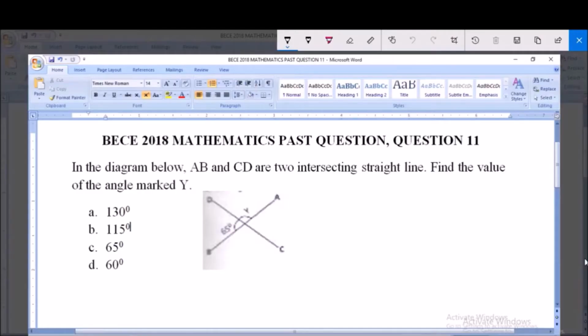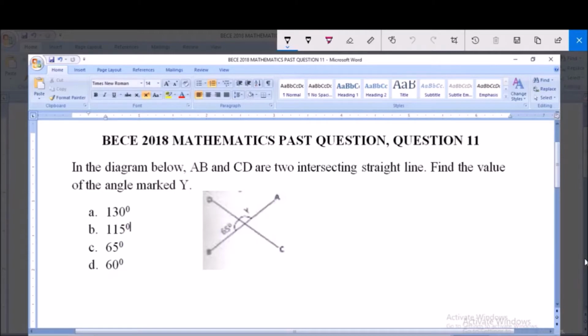Good day and welcome. Today we're going to be dealing with BECE 2018 Mathematics Past Question, question 11. In the diagram below, AB and CD are two intersecting straight lines. Find the value of angle marked Y. A 130 degrees, B 115 degrees, C 65 degrees, and D 60 degrees.